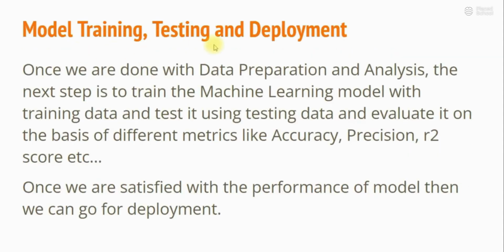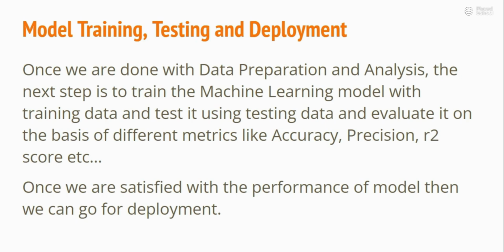Next, we have model training, testing, and deployment. Once we are done with data preparation and analysis, the next step is to train the machine learning model with training data and test it using the testing data and evaluate it on different metrics like accuracy, precision, R2 score. So we have a separate video on machine learning metrics, like how do you evaluate the performance of a model based on different machine learning use cases like classification or regression.